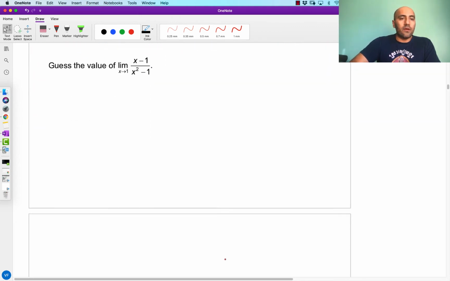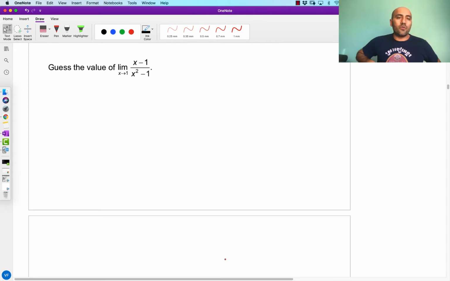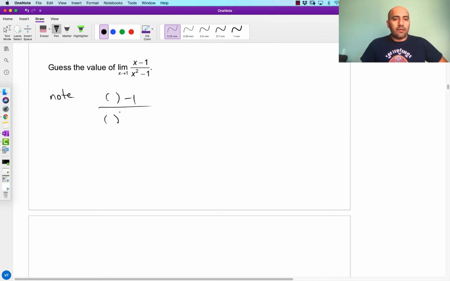Okay, let's consider this example. Let's find the value of the limit as x approaches 1 of (x minus 1) over (x squared minus 1). As I mentioned before, there's this strong desire to just plug it in there, and this is exactly why you can't think of it that way. Because if we just plug in x equals 1, we end up with 1 minus 1, which is 0, divided by 1 squared minus 1, which is 0. You just get 0 over 0, which is undefined. Not useful, right?